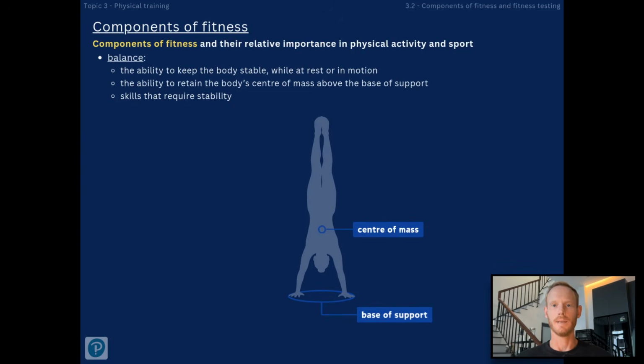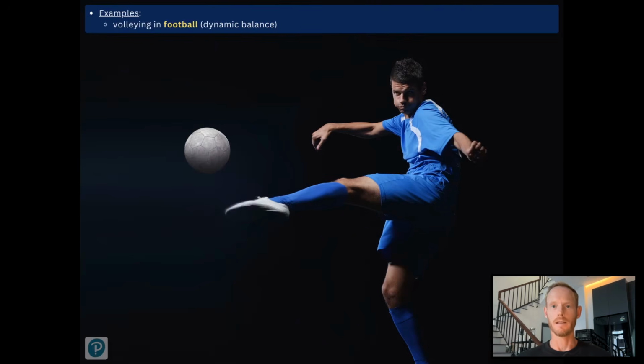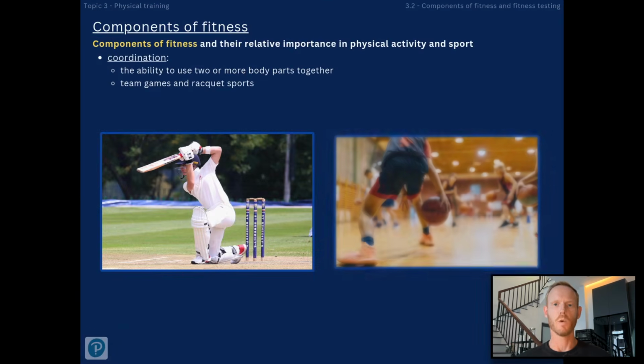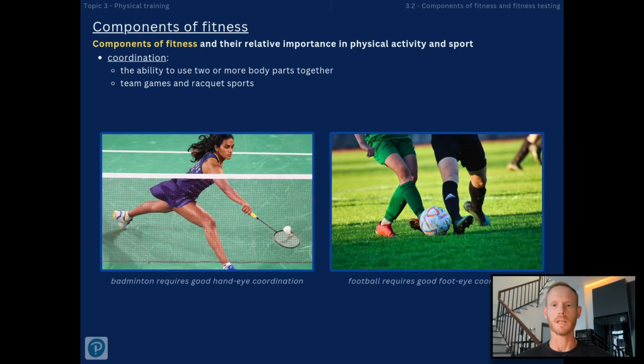Balance is the ability to keep the body stable while at rest or in motion. More specifically, it's the ability to retain the body's center of mass, the point where the body's mass is concentrated, above the base of support, which is the area between all the points of contact with a surface or the floor. Static or stationary balance is important for a gymnast performing a handstand, while dynamic or moving balance is required when volleying in football. Coordination is the ability to use 2 or more body parts together. Racket sports like badminton and table tennis require good hand-eye coordination, while footballers need foot-eye coordination in order to strike the ball with accuracy and control.